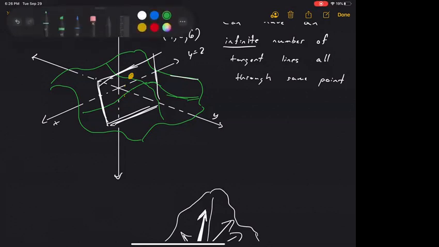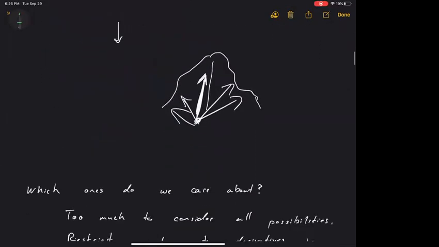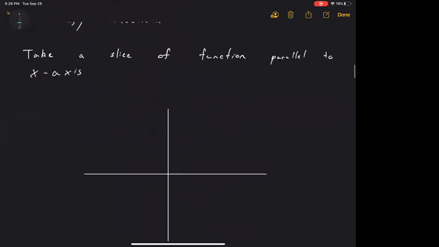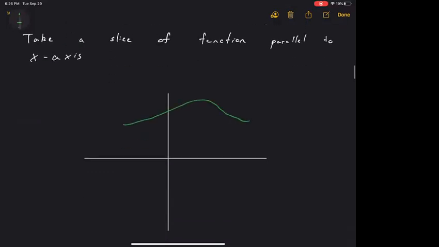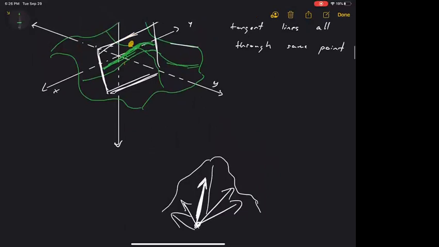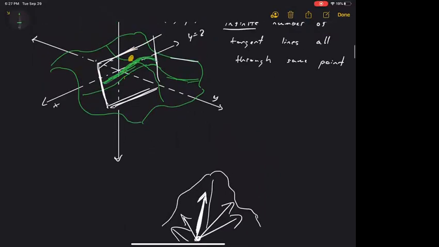In this plane, my surface has this curve. So I'm taking a slice out of my surface, and maybe I lay it flat on my page. It would look something like this. So this is that slice taken out of my surface.